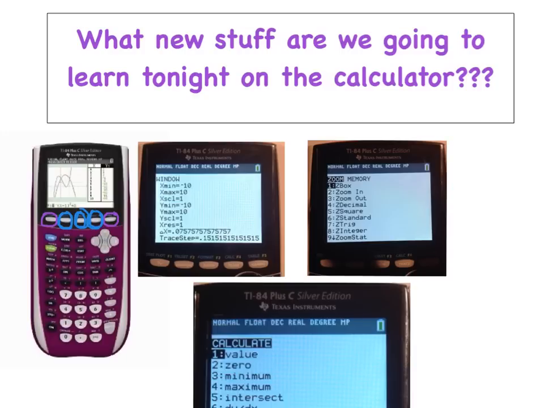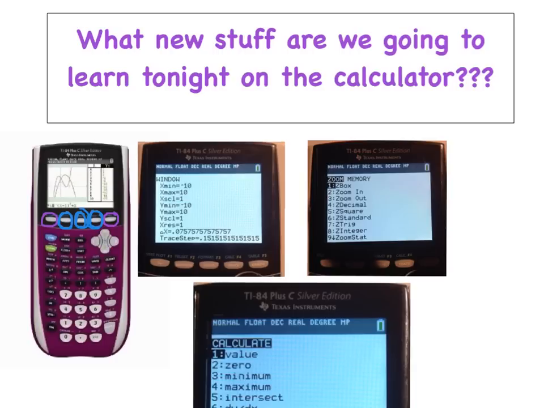So first things first, the window button takes you to a menu like this, and tonight we're going to talk about how to manually make adjustments in my window so that I can either move it to the left, to the right, up, or down, depending on how crazy my graph is. We're going to talk about the zoom button a little bit. We're going to at least flirt with introducing you to it, and we're going to talk about what zoom standard is, and that's probably about it for tonight, and throughout the year we'll talk about some of the other features.